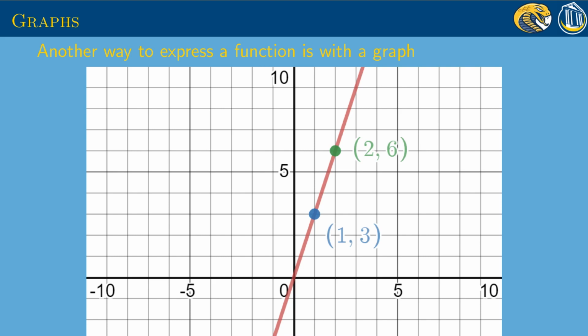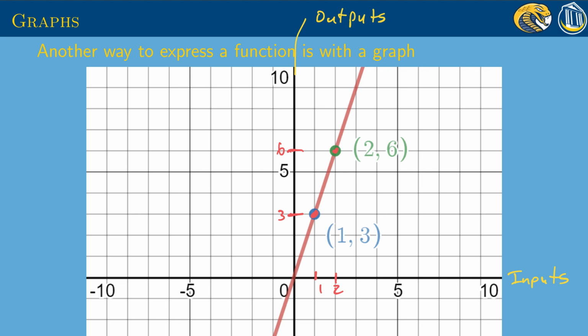Another way to express a function is with a graph. A graph is just a collection of inputs, which are on our x-axis, and outputs expressed along our y-axis. We'll see that when the input is 1, the output is 3, and we mark that with a point at (1, 3). If we pick a different point, like an input of 2, our output is 6, and we mark that point (2, 6).